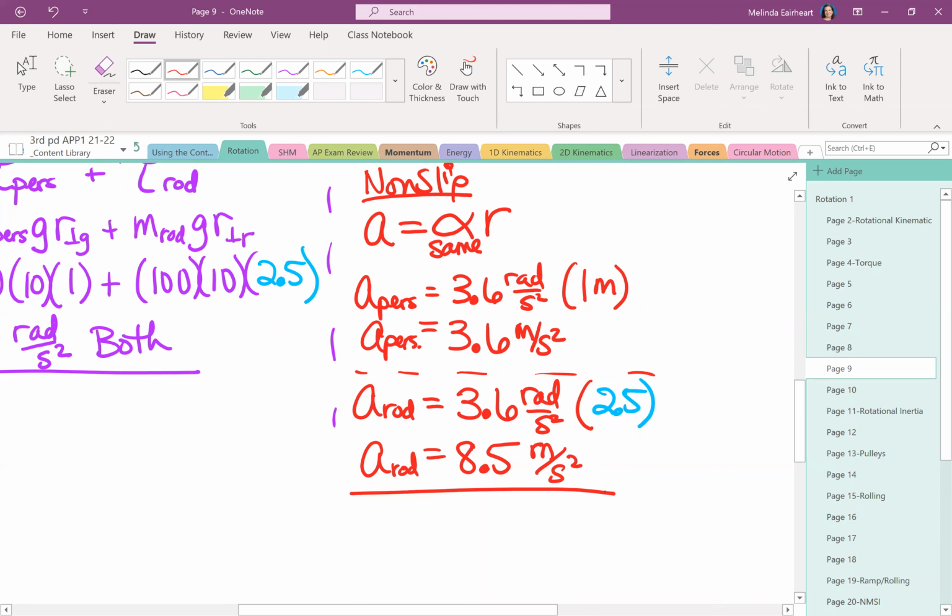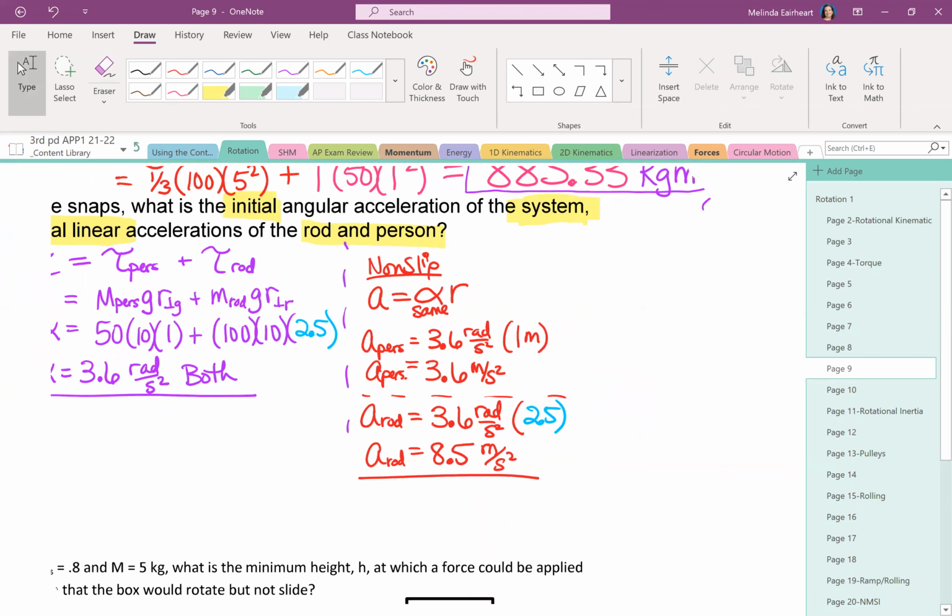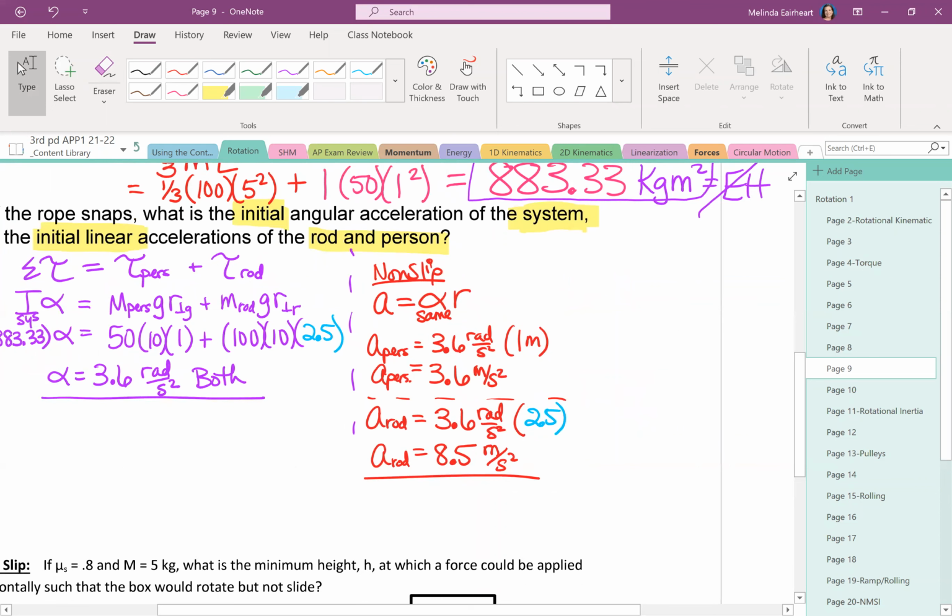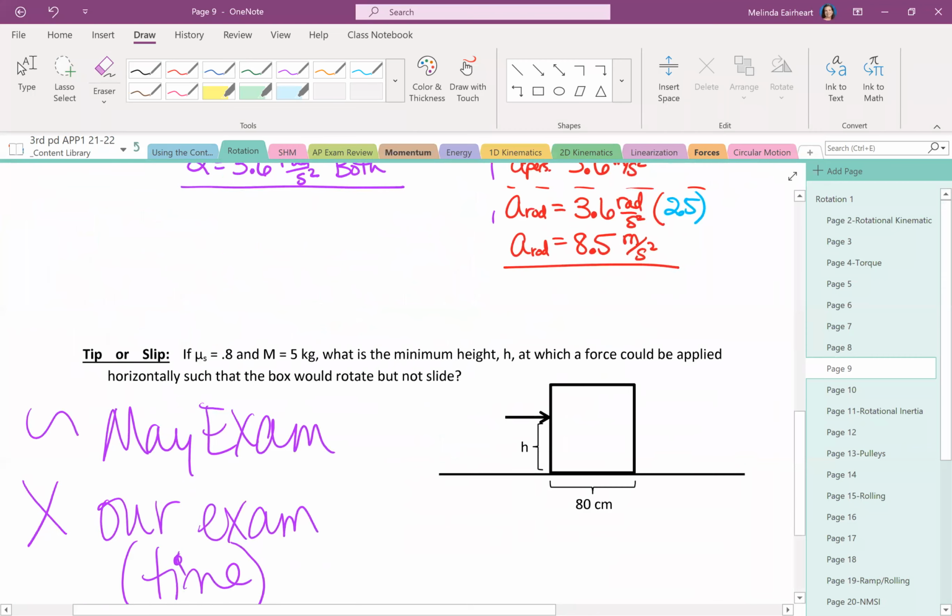So they have the same angular acceleration as long as they rotate together, but they have different linear accelerations, okay? If the person moved out further, it would be the same story, they would have a greater acceleration, right? Questions on that? Okay, at least one more. I think I can do it with time.